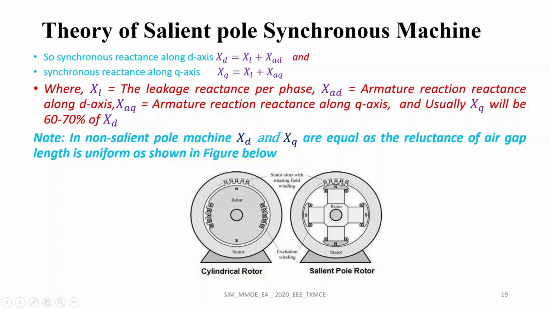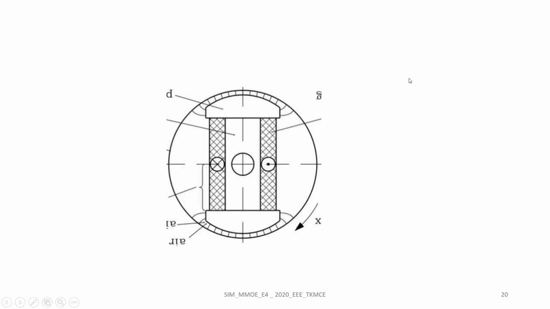But in a salient pole machine, air gap length is not uniform. It is varying between XD and XQ. The difference between XD and XQ is known as saliency. So saliency is 0 in a cylindrical rotor machine, and saliency is XD minus XQ in the case of a salient pole machine.